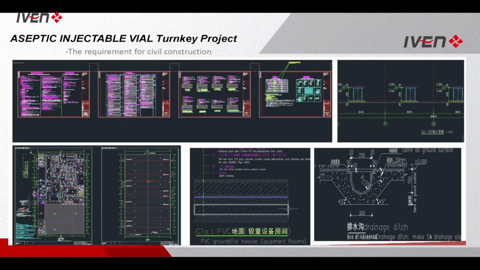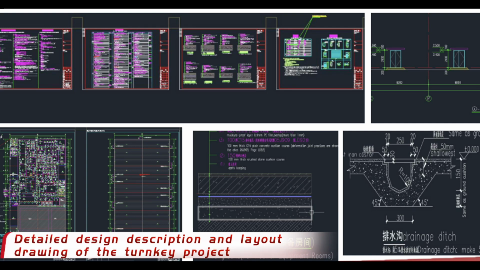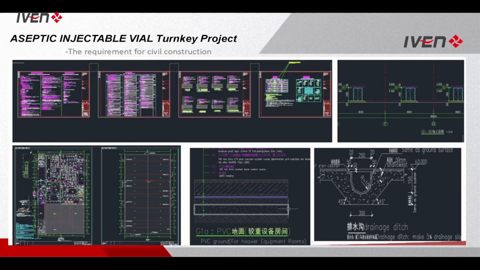Besides the concept design, we also give the design requirements for the civil construction. Some parts need a big ditch, and we also have special requirements for the roof weight bearing and the height of the roof. So we will give detailed instructions in the drawing.